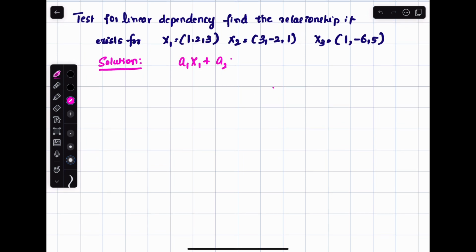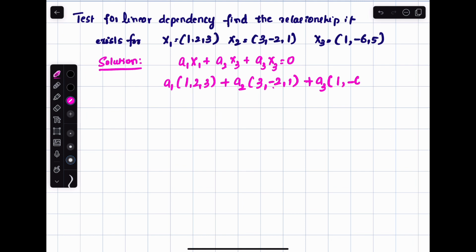We know the general form, that is a1x1 plus a2x2 plus a3x3 is equal to 0. I made a mistake there, please correct it. It is a2x2. So it is a1 times the first vector, plus a2 times the second vector, minus 2, 1, plus a3 times the third vector, 1, minus 6, 5, is equal to 0.